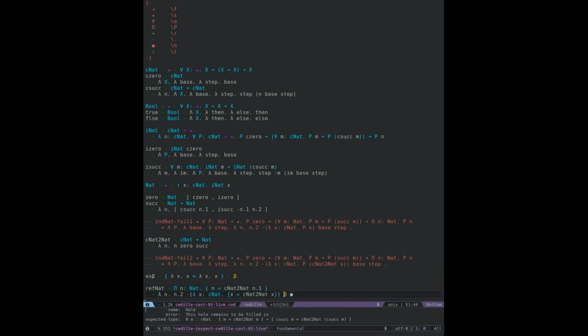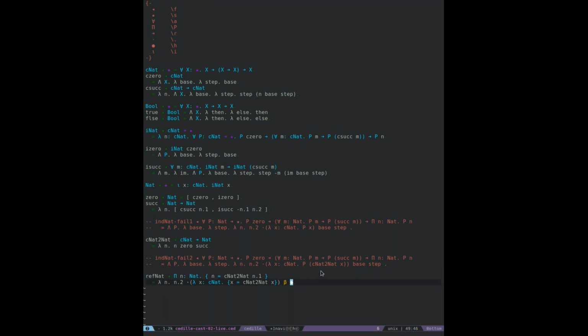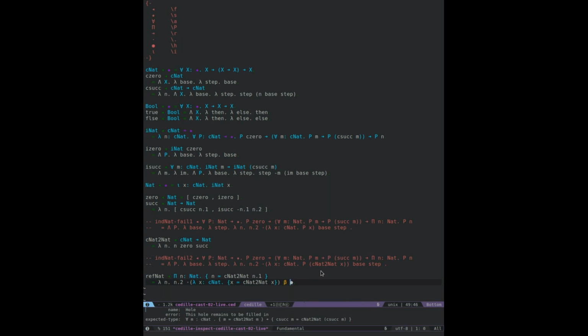And even though it may not seem, because there's quite a bit of conversion going on, that C0 is equal to CNAT2NAT C0, it is true. I'll leave it as an exercise to the viewer to work this out either by hand or in Cedille. But these two terms do, in fact, normalize to the same untyped term.